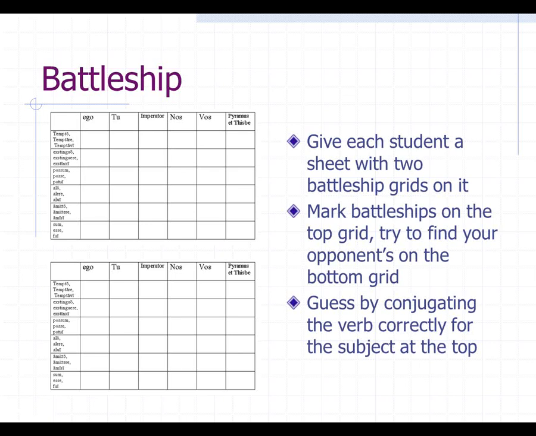I've never played this as a noun game before, but you could do so by replacing the subjects at the top with the cases, so nominative, genitive, dative, accusative, ablative, and the verbs with nouns, and then of course you would have to decline the noun correctly to get to the space instead. Okay, this grid is in the files in the folder, and it's easy to modify for any chapter. You can just change the verbs or the subjects.